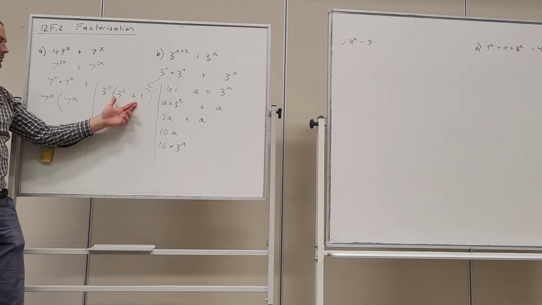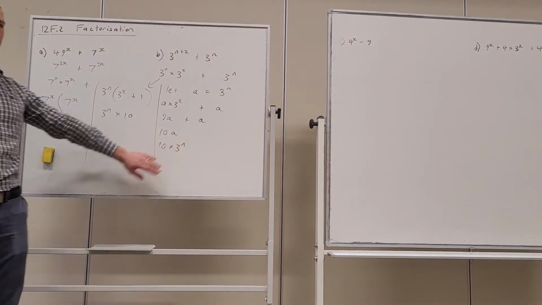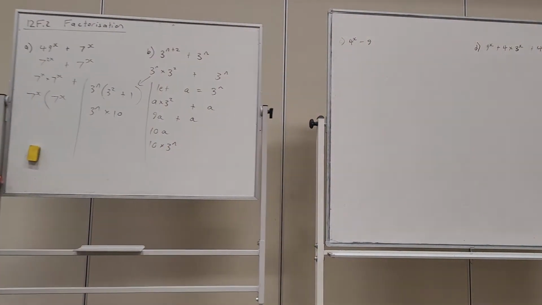3 squared is 9, plus 1 is 10. So we've got 3 to the n times 10. It's exactly the same as what we've expressed down here. Okay, let's move on to C.